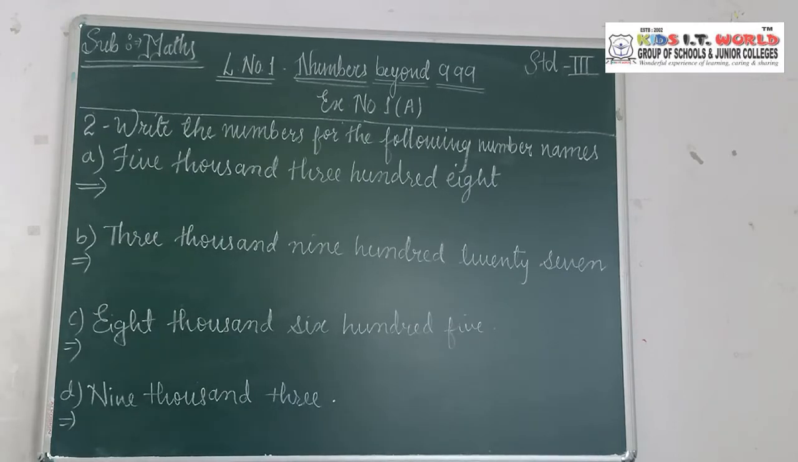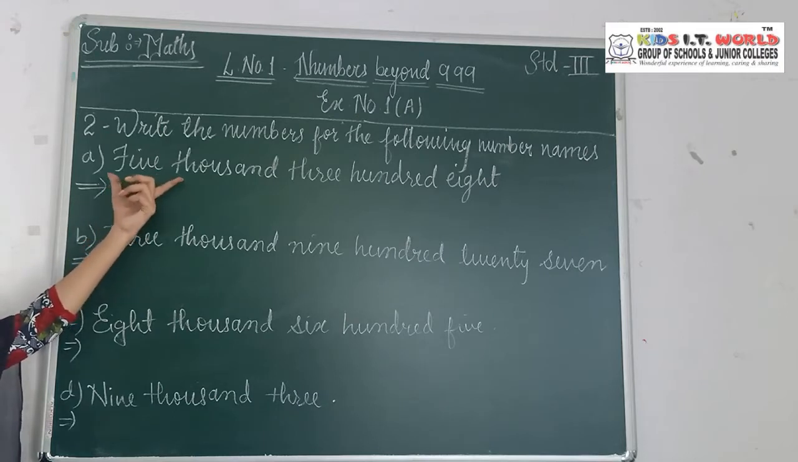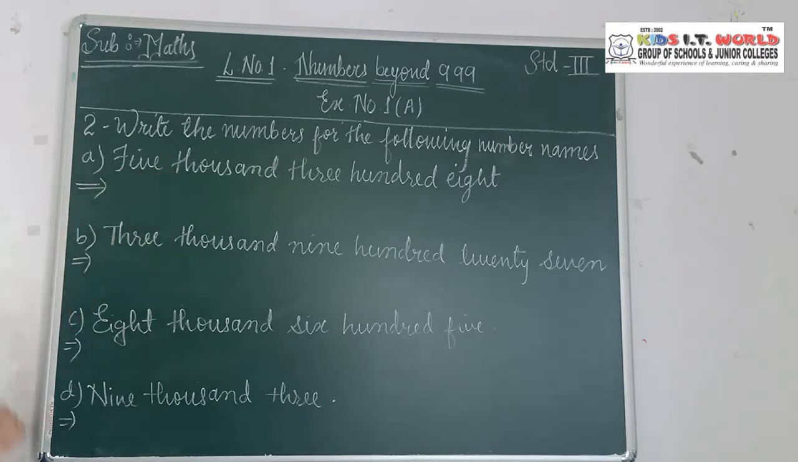Now see question 2. The question is, write the numbers for the following number names. Here in the question they have given you the question in the wording form, and you have to convert that wording form into the number form. So for that you will read the question carefully. Here they have given you the question in sentence form, and you have to read the value carefully and write it in number form.